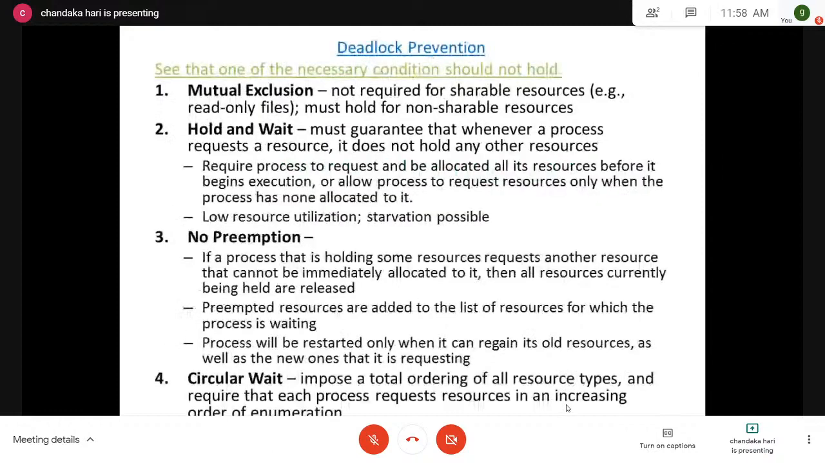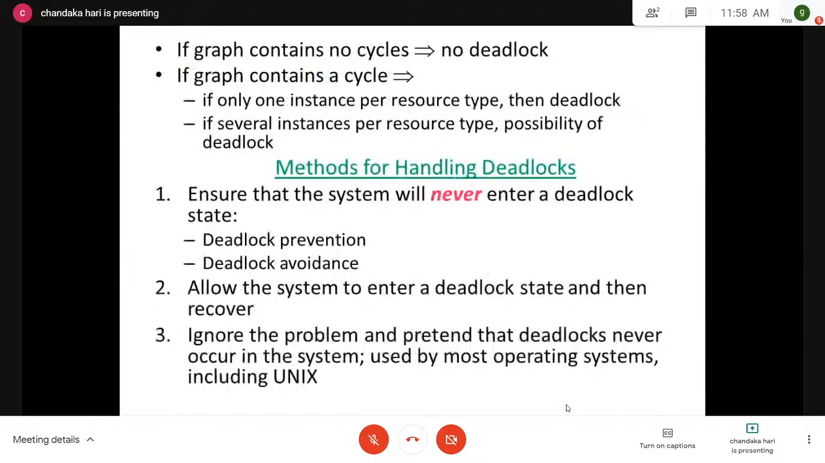Now, coming to the first one, deadlock prevention. That is, the first solution for handling deadlocks is that we can use a protocol to ensure that the system will never enter into the deadlock situation. In order to meet such a requirement, we have two techniques. Number one is deadlock prevention. Number two, deadlock avoidance.